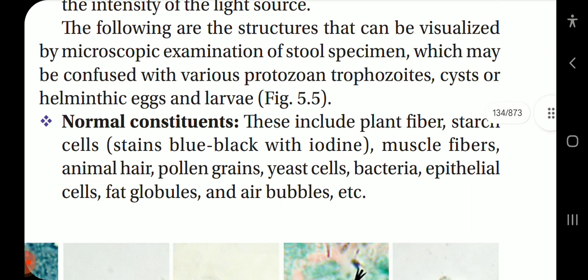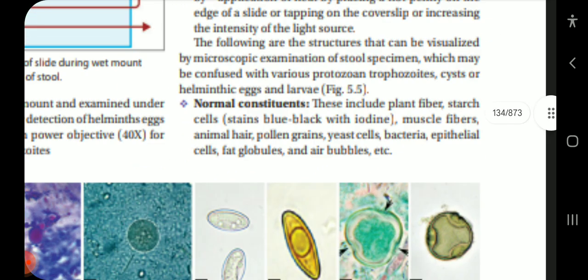The following are the structures that can be visualized by microscopic examination of the stool specimen, which may be confused with various protozoan trophozoites, cysts, or helminthic eggs and larvae. Normal constituents include plant fibers, starch cells stained blue-black with iodine, muscle fiber, animal hair, pollen grain, yeast cell, bacteria, epithelial cell, fat globules, and air bubbles, etc.